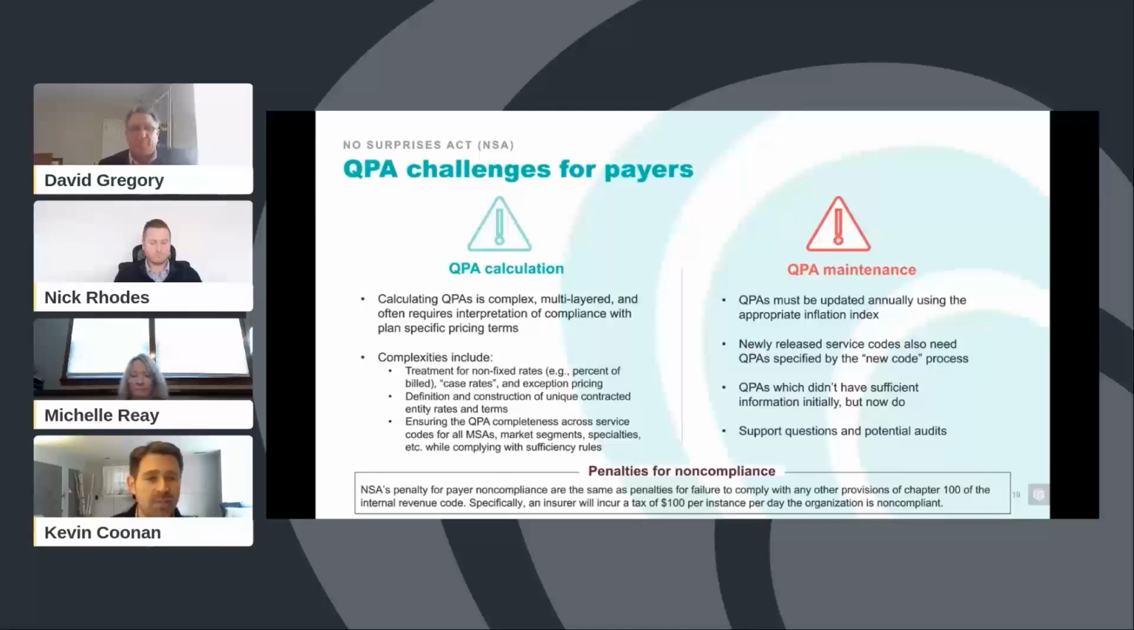As well, if you didn't have enough information in the first round of QPA calculation, now there's a whole section on how to calculate those now that you do have sufficient information. So, long story short, QPAs are not easy to generate. So let's move on.